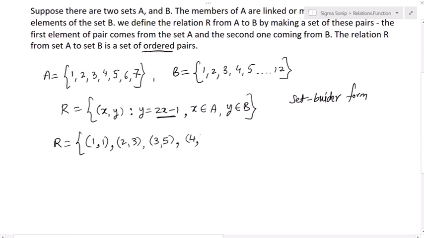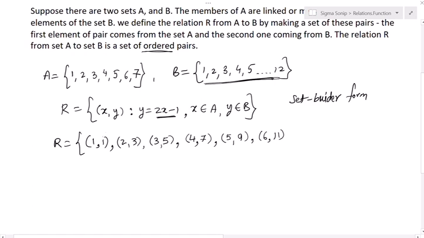For x equal to 4, you get y equal to 7. For 5, you get 9. For 6, you get 11. After that, if you put x equals to 7 there, you get y equals to 13, which is not in B. You won't find this in set B, because this second value is coming from set B.